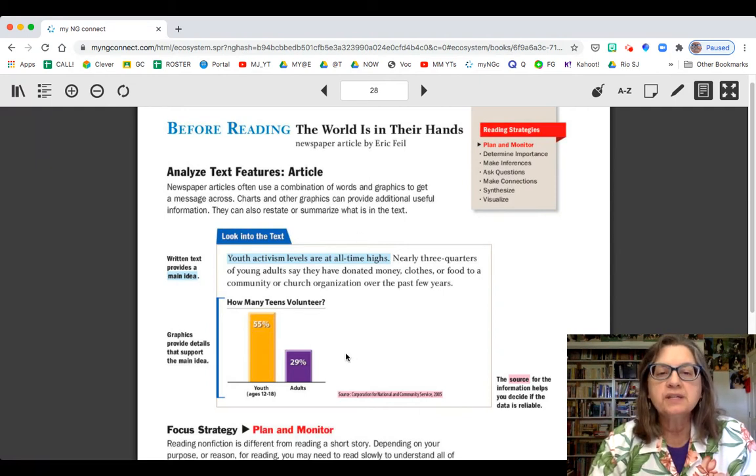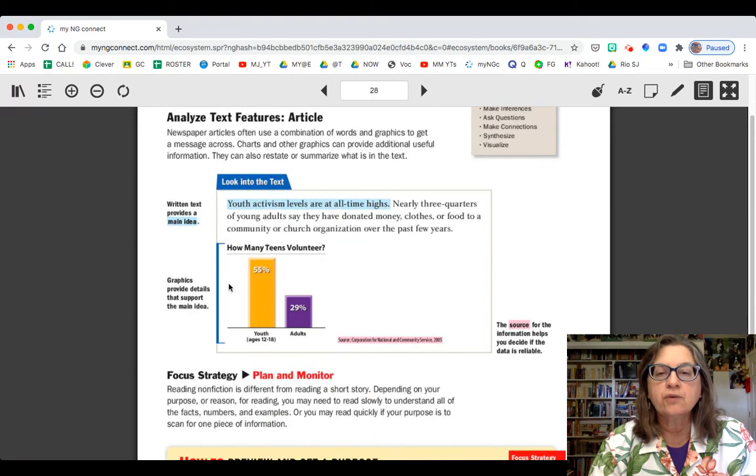So in this particular article, they're going to be using a bar graph to explain information. And this gives details to support. So in here, they're asking how many teens volunteer. So how many teenagers do something for free to help out? And they're comparing it against adults.